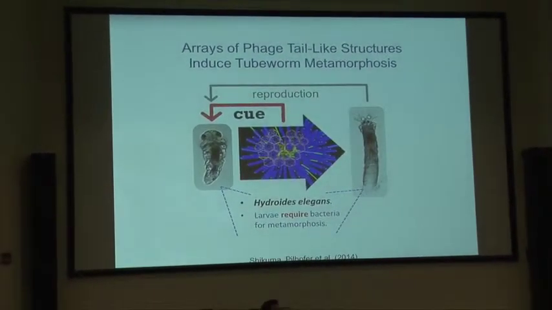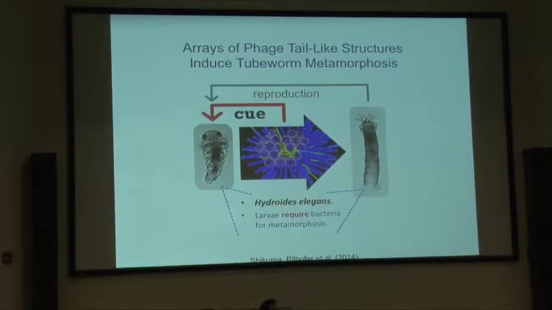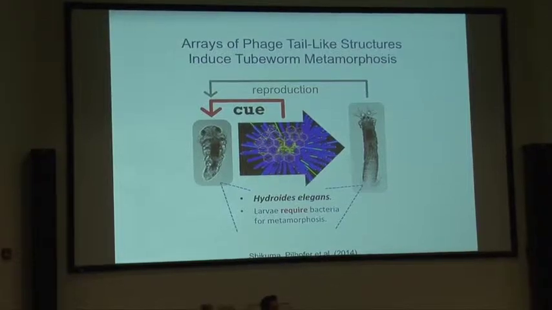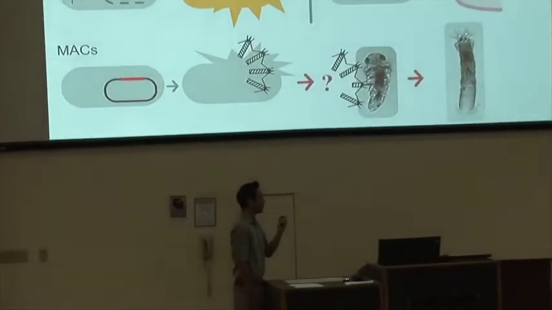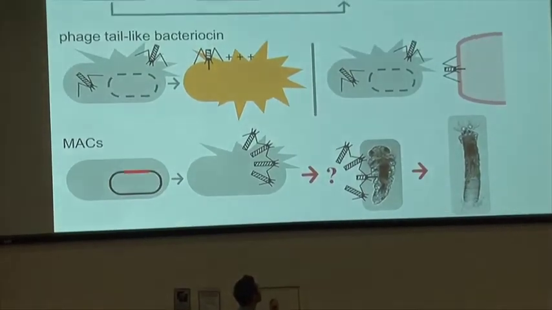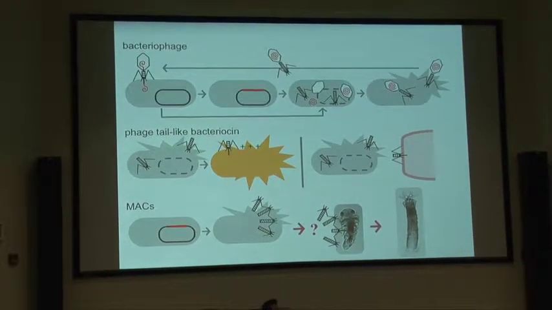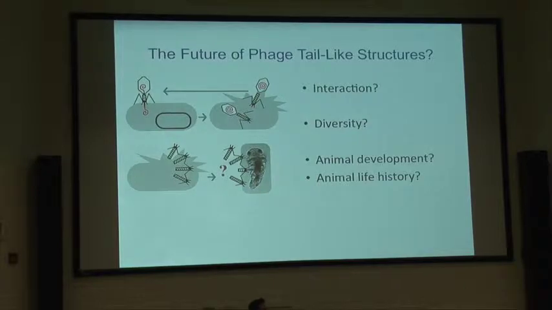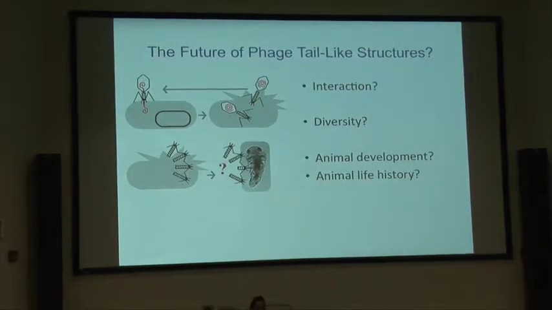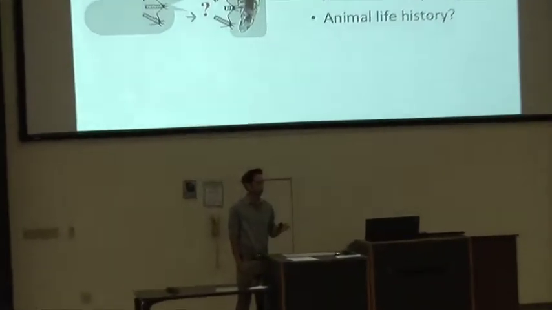So that's really cool, and what we think is going on here is that these phage tail-like structures are actually mediating that developmental process. Okay, and so in addition to bacteriocins that interact with bacteria, they can also interact with animals in virulent and beneficial ways. So what do I think the future of phage tail-like structures that interact with animals looks like? I think it looks really cool.